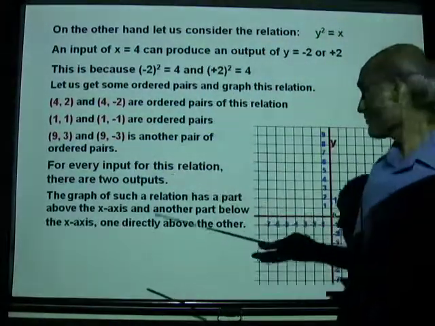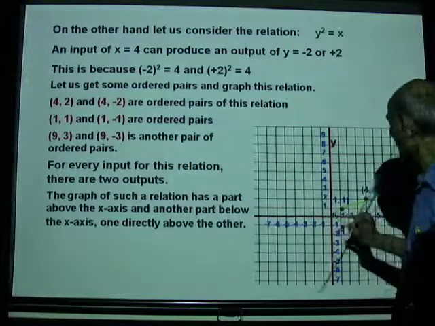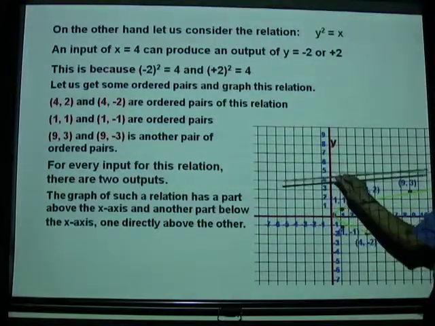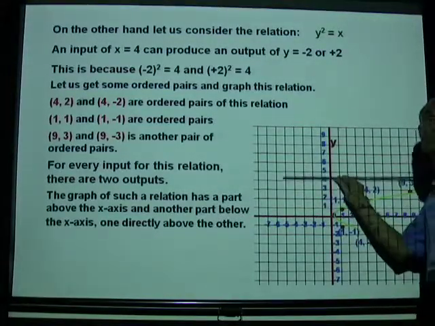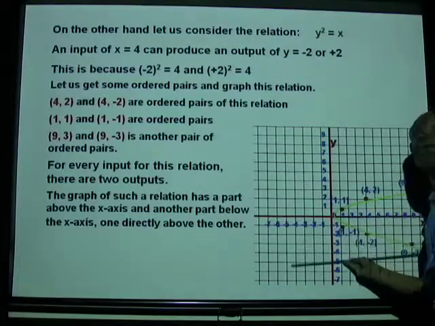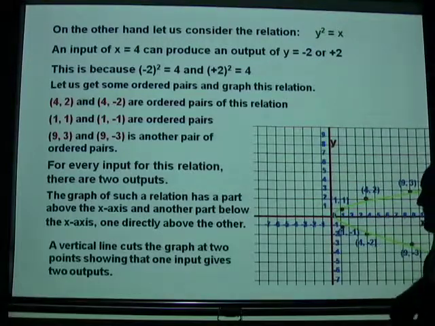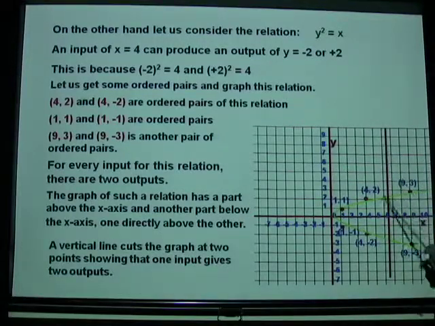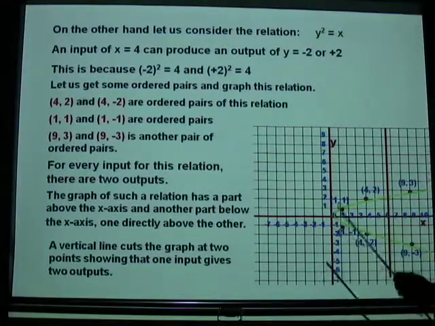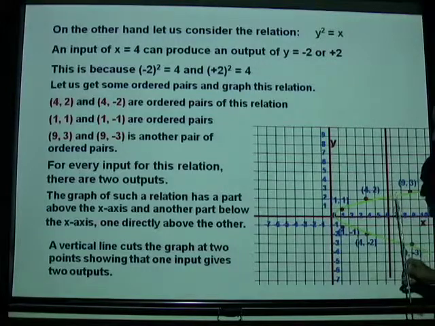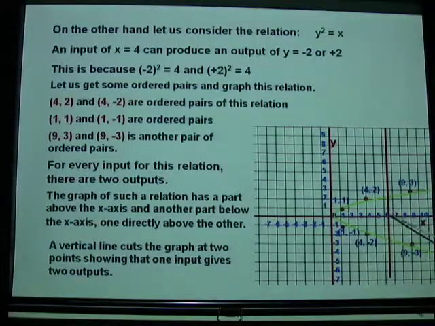Now, the graph of such a relation has a part above the x-axis, which represents the positive outputs, and a part below the x-axis, which represents negative outputs. Now, if you draw a vertical line, look at that vertical line. It cuts the graph at 2 points. Why does the vertical line cut the graph at 2 points? Because one input, see where I'm pointing? That input corresponds to two different outputs.